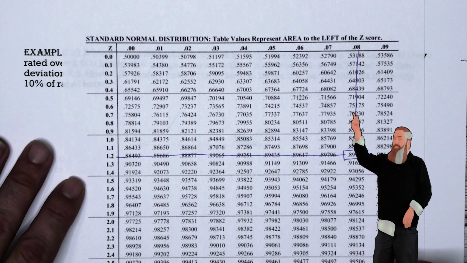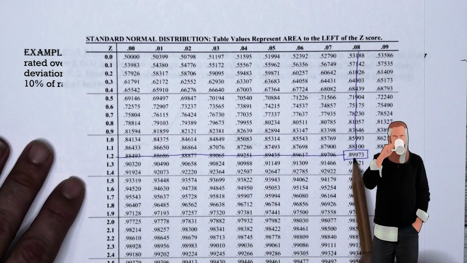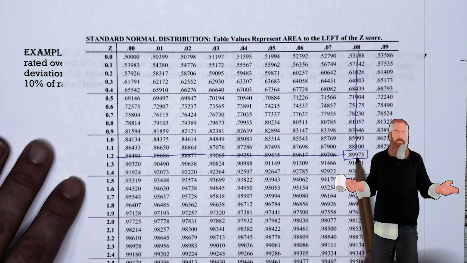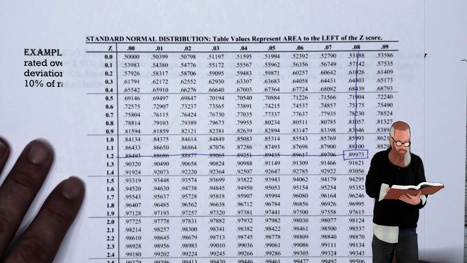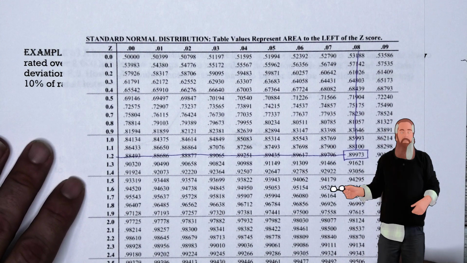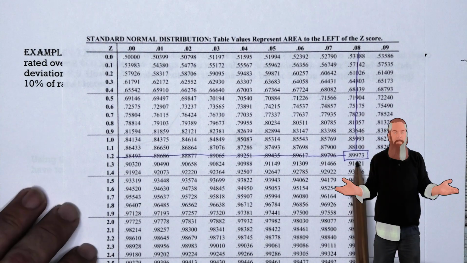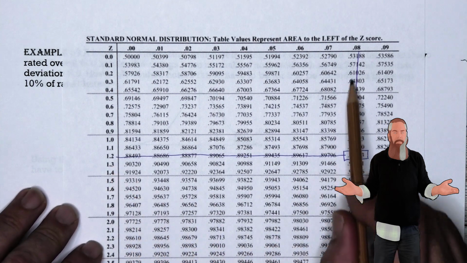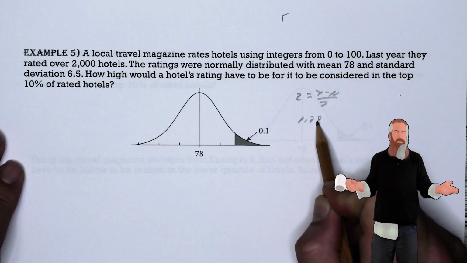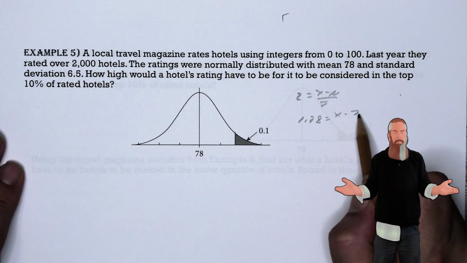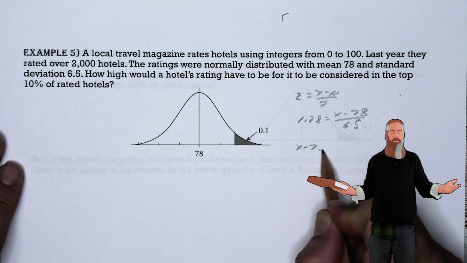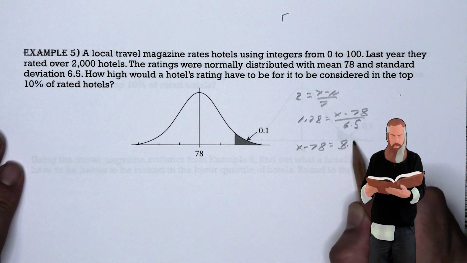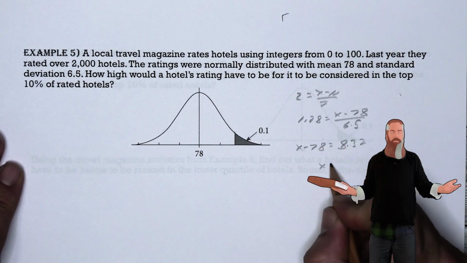The question becomes, which of these is actually closer? 0.89973 is closer to 0.9 than 0.90147. This looks closer, but it is in fact a little bit farther away. So we're going to go with a 1.28, meaning 1.28 is going to be equal to x minus 78 over 6.5, giving us x minus 78 being equal to 8.32, or x being 86.32.